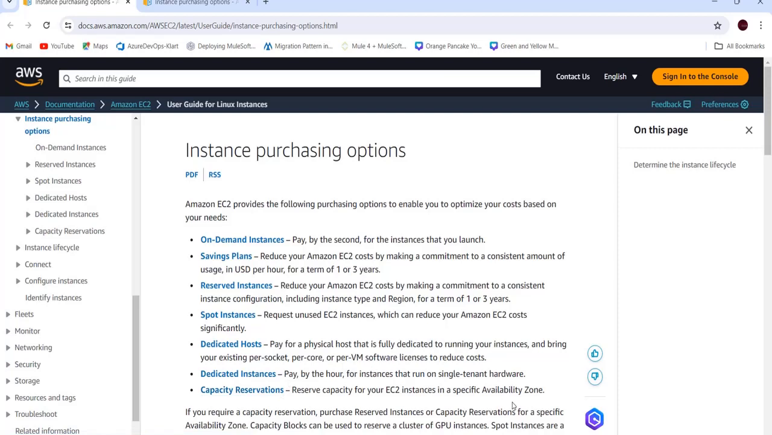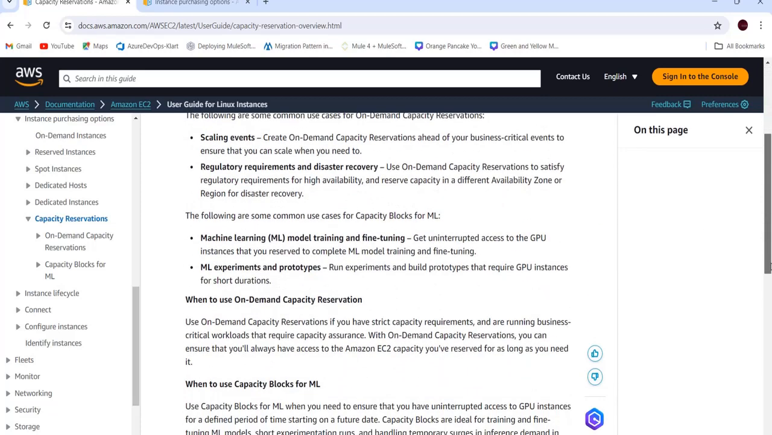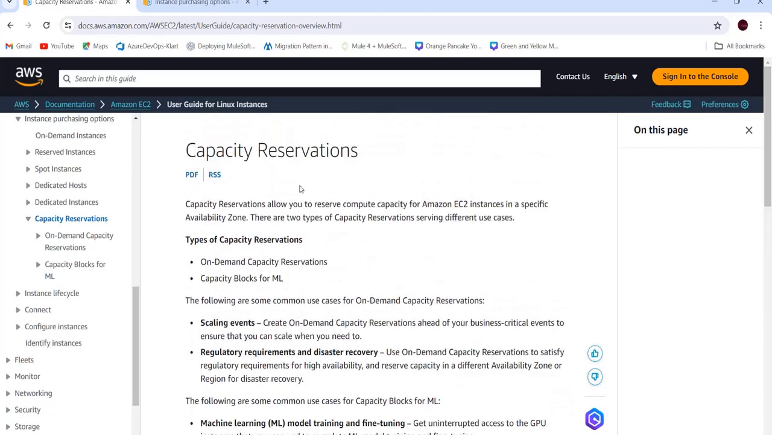This EC2 instance is availability zone specific, right? So you can do the capacity reservation as per the availability zone you want. See, the types of capacity reservations: on demand capacity reservations and capacity blocks for ML. This is a slightly different topic, but at this point just remember you can have these capacity reservation options, which are applicable only to a specific availability zone. If you reserve this capacity in one availability zone, you cannot use it in another availability zone, even if it is in the same region. Okay, that you need to remember.